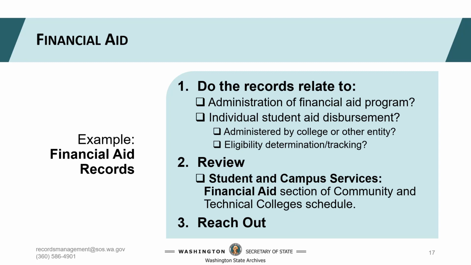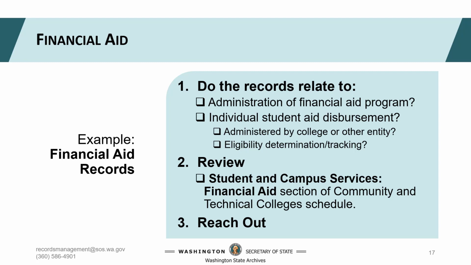For our first example, let's look at financial aid records. Financial aid is a big part of the service community and technical colleges provide to their students. It is also one of those functions that is unique to community and technical colleges. Because financial aid records can cover everything from program administration to individual student aid disbursement, there are a couple of places you'll want to look.